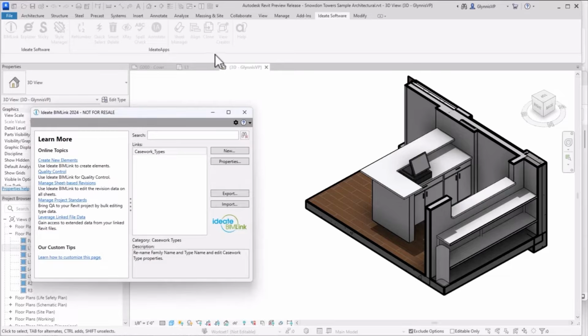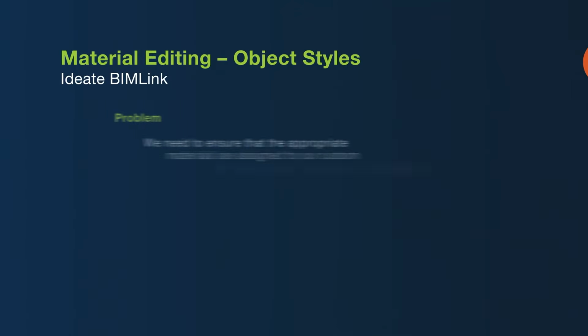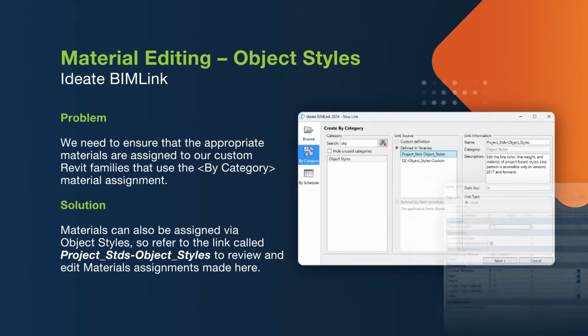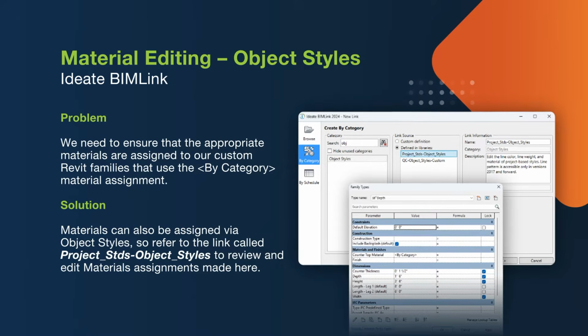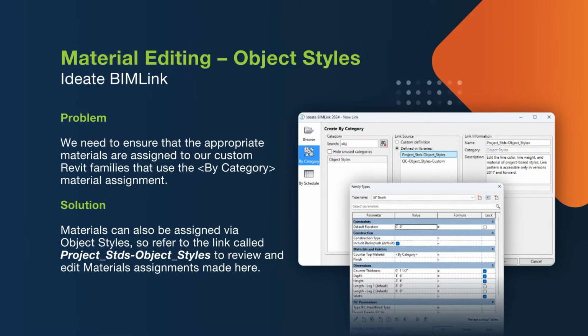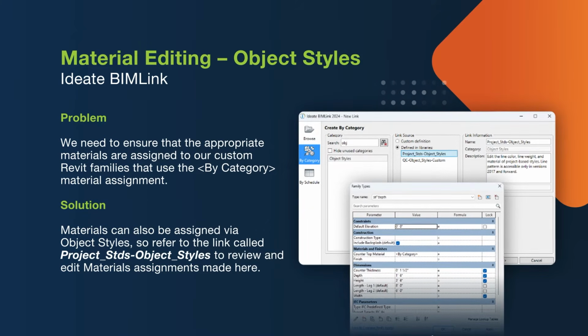And don't forget, for families that use the by-category material assignment, you will also need to edit the object styles. The out-of-the-box link called Project Standard Object Styles can be found by searching for object styles, as shown here. This link lets you assign not only the material, but also line color, weight, and patterns.